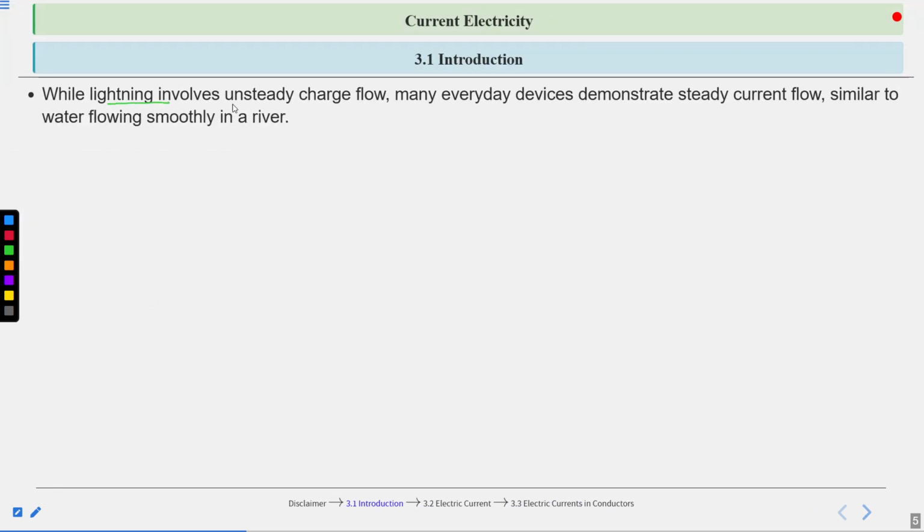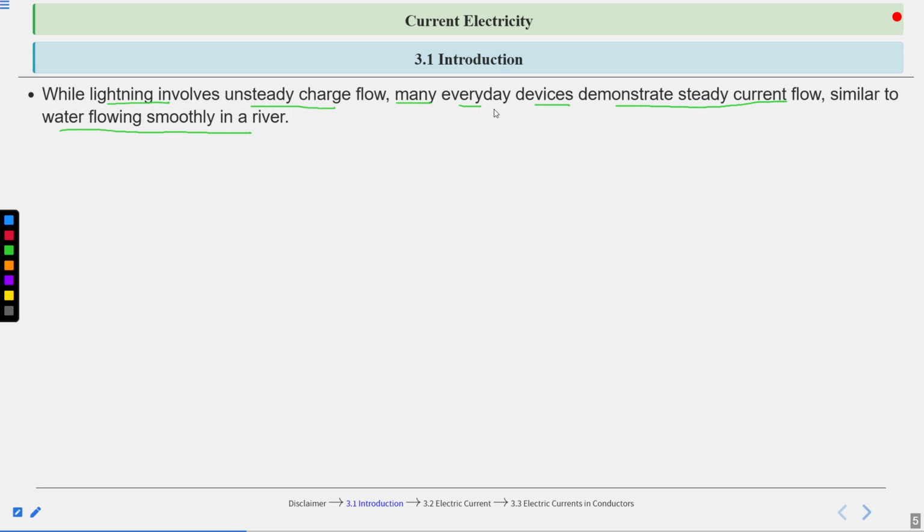While lightning involves unsteady charge flow, many everyday devices demonstrate steady current flow, similar to water flowing smoothly in a river. In a lightning, what happens? Initially no charge is flowing because the breakdown limit is not reached. When the breakdown limit is reached, then a large amount of charges at once flow from clouds to the ground. So this is unsteady flow. Initially no charges are flowing, then suddenly a large amount of charges begins to flow.